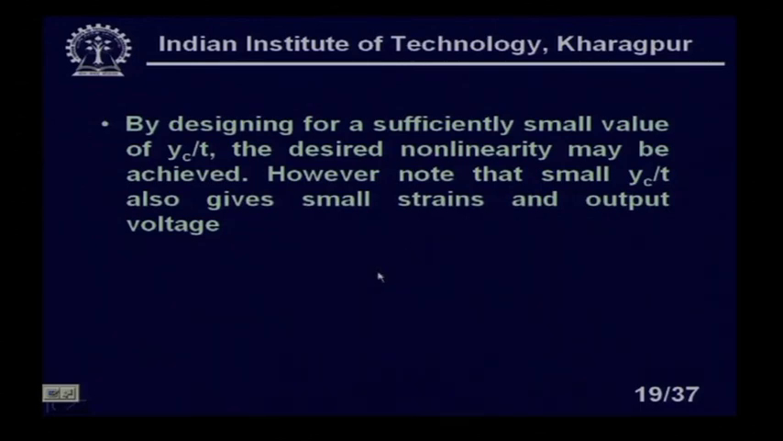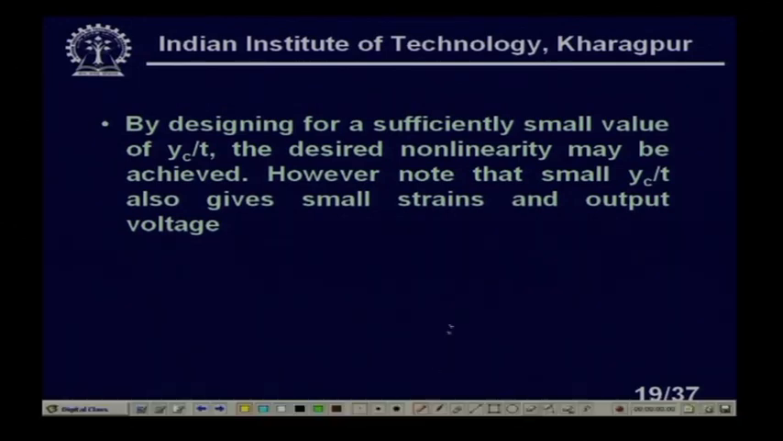However, please note that a small YC by T also gives smaller strains and output voltage. Why? It is very clear. You see what will happen if I have a diaphragm like this one. I have a deflection like this. Either I have to measure the central point deflection by some LVDT, or there will be strain gauges. If the deflection is less, then the strain developed will also be less. So, I will get a smaller output. Those things you must keep in mind.